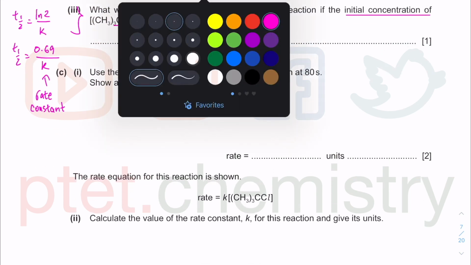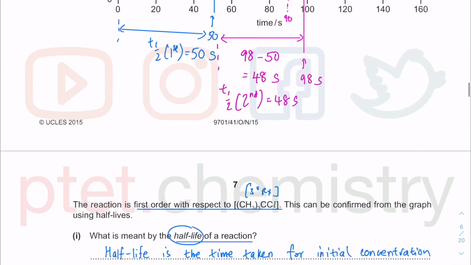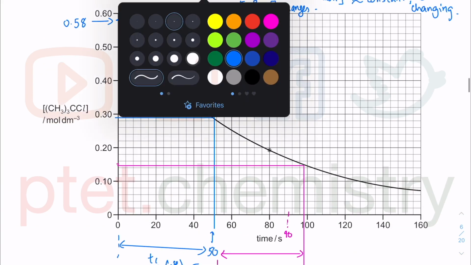The next question, you want to use the graph to determine the rate of reaction at 80 seconds. It's a curve, so you need to draw a tangent at 80 seconds. That's the only way you can get the gradient. Tangent at 80 seconds. So 80 seconds is going to be here. So here it is, 80 seconds. So I'm going to draw a tangent. Let me use a different color. Let me use red color.